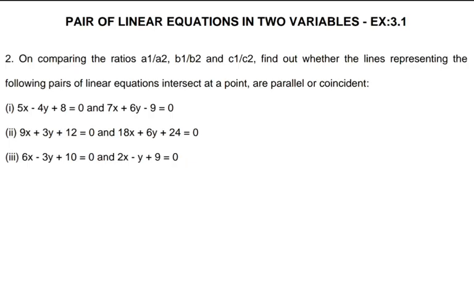So let's go with the second question. On comparing the ratios a1 by a2, b1 by b2 and c1 by c2, find out whether the lines representing the following pairs of linear equations intersect at a point, or are parallel, or coincident. To do this, first we have to read the introduction of this one. So I'll teach you the introduction first. After that I will be doing the sums.